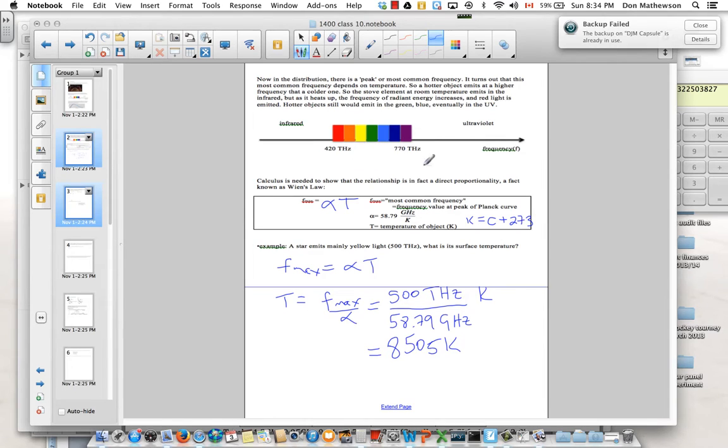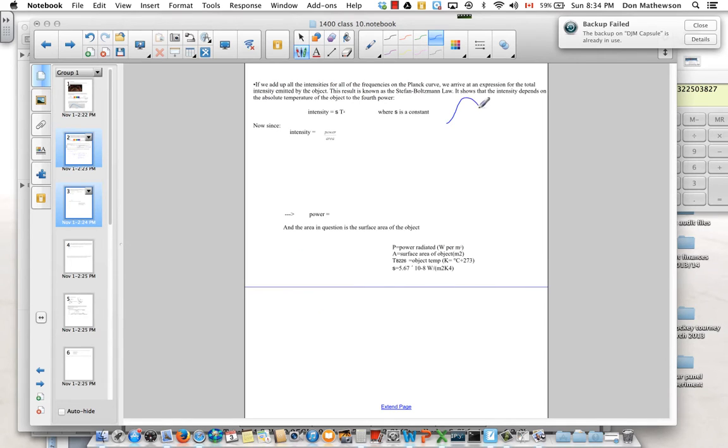Now, if we add up all of the frequencies and all of the energy, every little bit of frequency that the hot object is emitting, then you'll get an expression for the total energy, the total intensity of radiation that it's emitting. If you do the calculus, that ends up being proportional to the fourth power of temperature. There's a little constant here, the Greek letter sigma, which is just a constant. Intensity, you may recall, is the ratio of power to area. So a power is an intensity times an area.